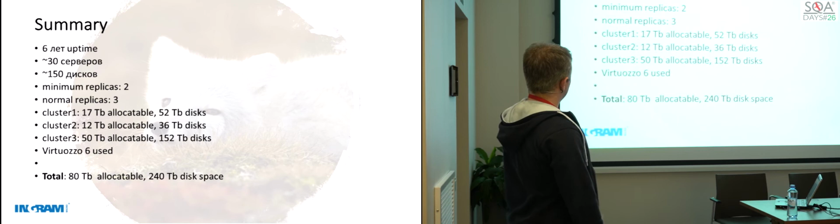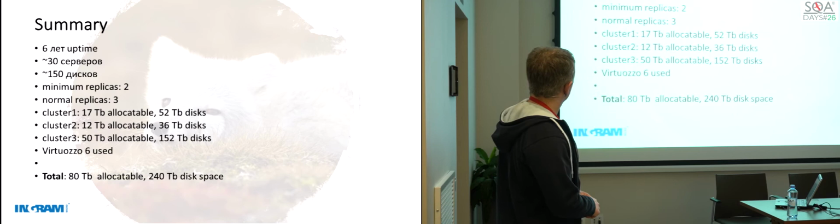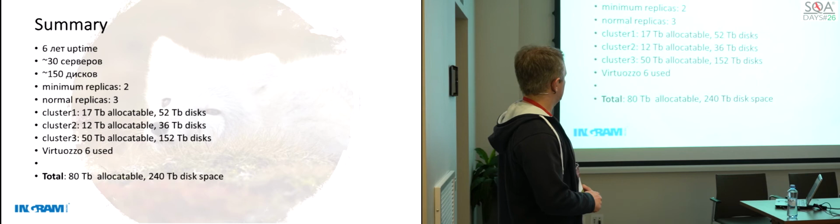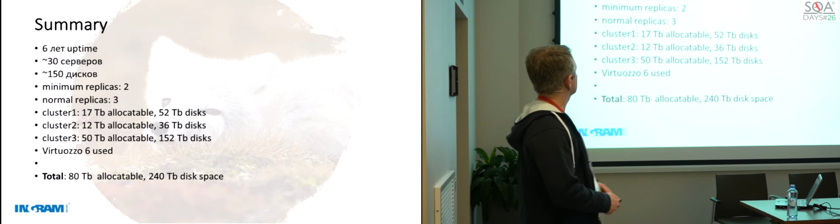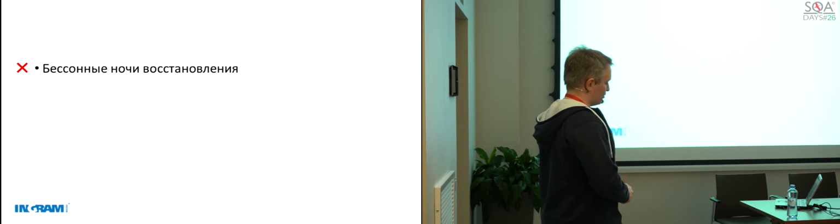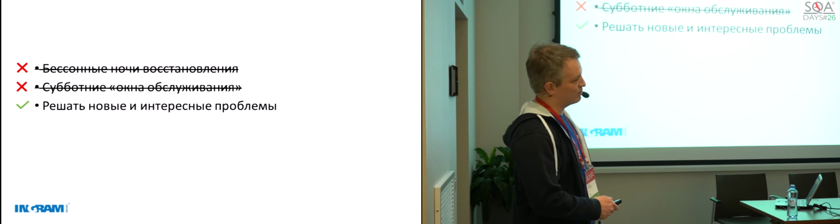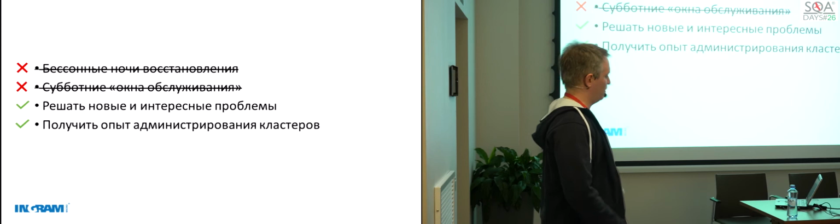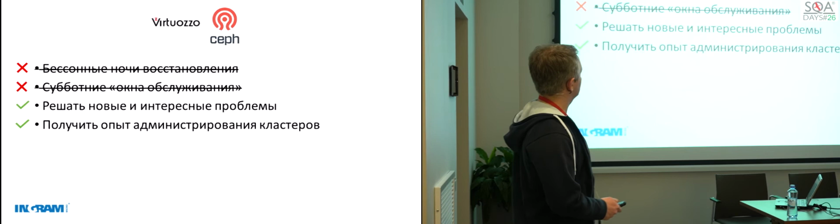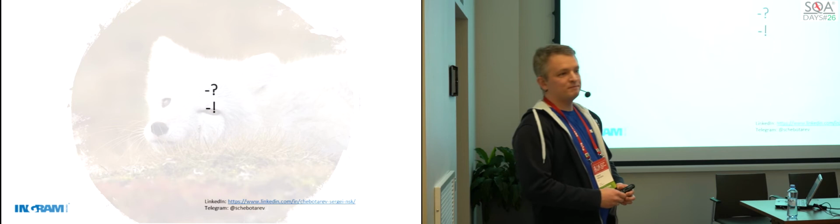Okay, and now in brief, the summary of our work. So we had 6 years of uptime. We had around 30 servers. We built three clusters on the Virtuozzo. We used around 250 terabytes of disk space, and we got 80 terabytes of useful space as a result, 80 terabytes allocatable. Okay, so if you want to avoid working on Saturdays, working at night, and dedicate this time to some really important problems instead of fixing the clusters all the time, you can use Ceph or Virtuozzo system and you will avoid these problems. Thank you for your attention.